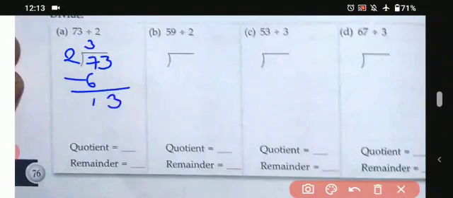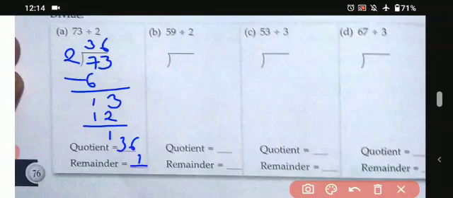That is 13. So does 13 come in the 2 table? No. But yes, a smaller number does come. That is 12. So how many times does it come? 6 times. 2 6s are 12. So we'll be writing here. 13 minus 12, that is 1. So this is what we get. So we'll be writing here 36, and 1 will be our remainder. Okay students, this is how we have to do the exercise.